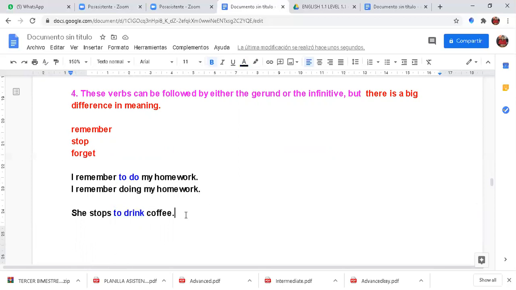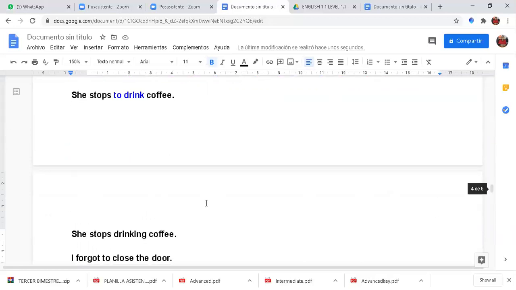And what does it mean? So she stops to drink coffee. Maybe you are going somewhere and you want to drink coffee in a cafeteria. And you decided, okay, why not let's drink some coffee? Yes, that's a good idea. It's a good idea. So she stops to drink coffee. Okay, she's gonna perform the action.